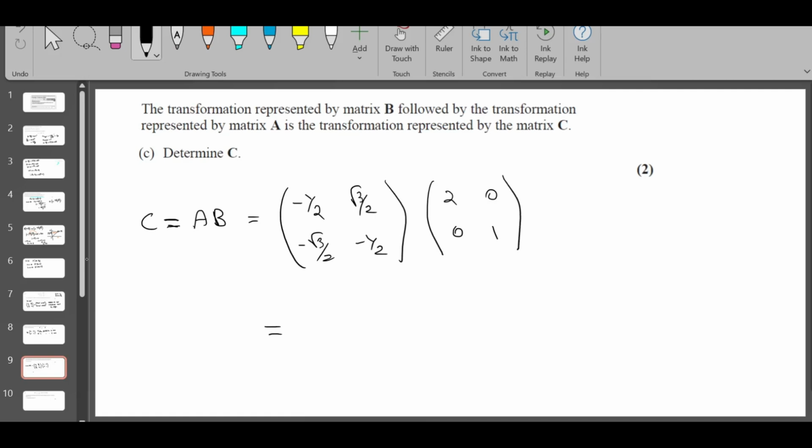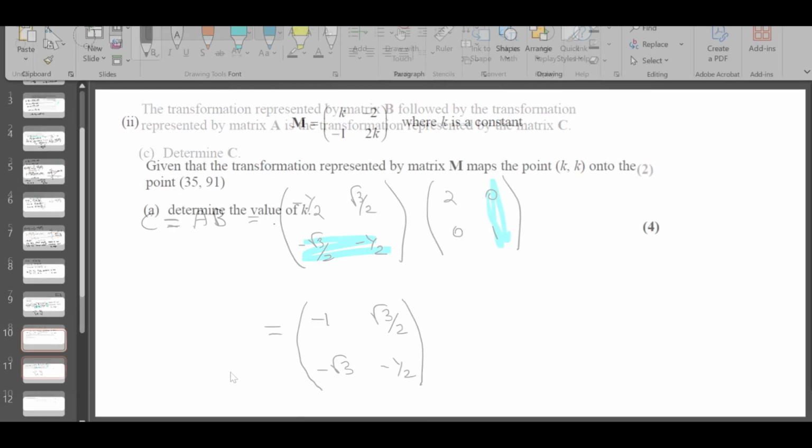You just need to do matrix multiplication here. So take the first row, multiply by the first column. Minus half times 2 is minus 1. The second element is 0, and then multiply by the second column. So we'll get 0 plus root 3 over 2. Now take the second row, multiply by the first column. So you will get just minus root 3. Multiply by the second column. Minus root 3 over 2 times 0 is 0. Minus half times 1. This is the matrix C.